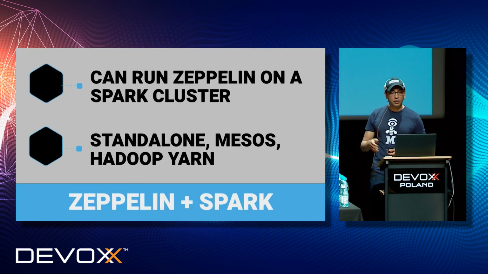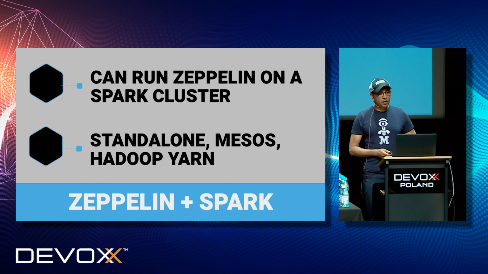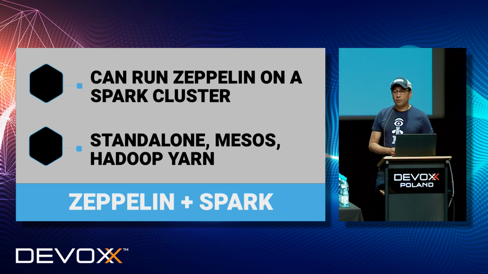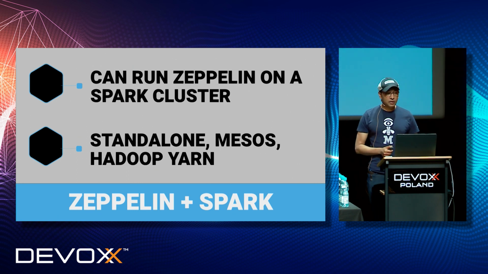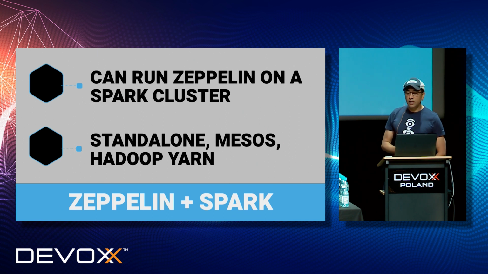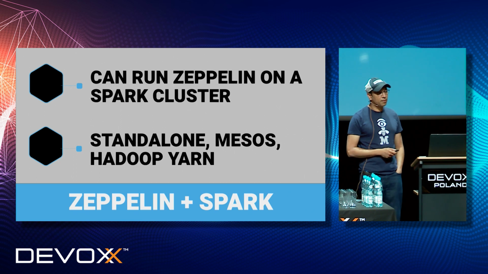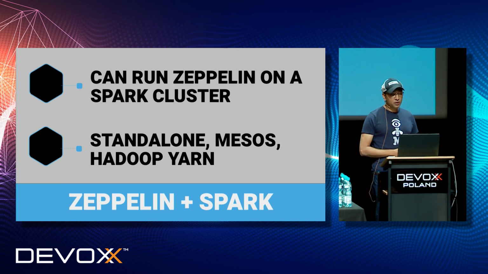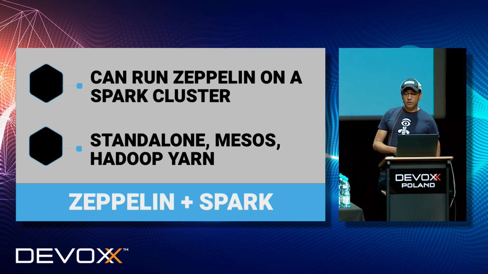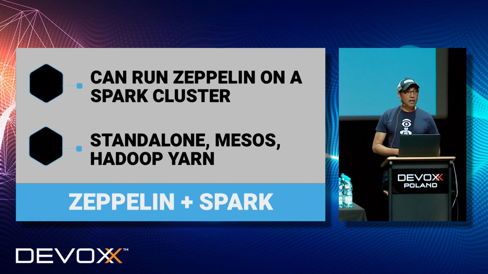Okay, and we already talked about this. We can run Zeppelin on a Spark cluster in what we would call standalone mode, or we can run it on something called Mesos, which you may have heard of before, which is cluster management software, or we can run our Zeppelin-based notebooks on a Hadoop YARN cluster as well. So there are different options for running on a large cluster when we have a very large data set that we want to work with.